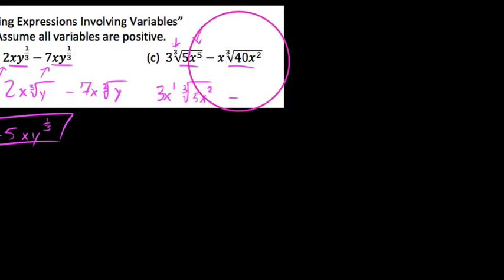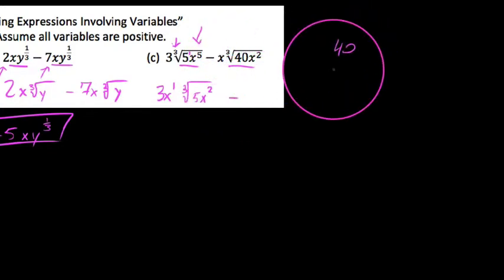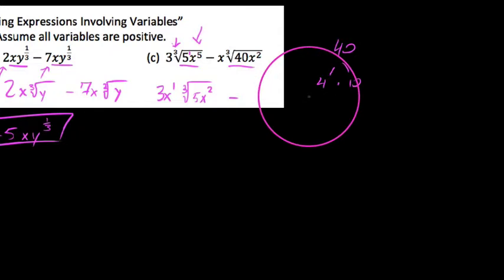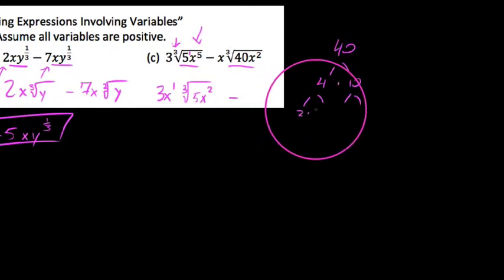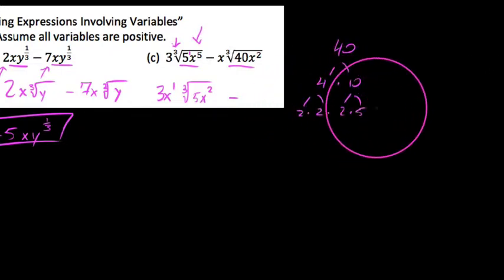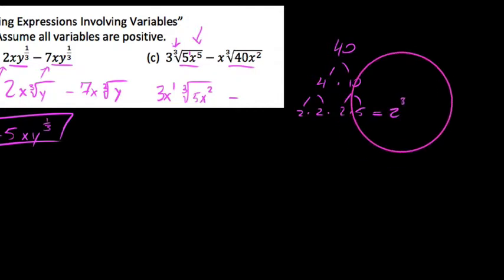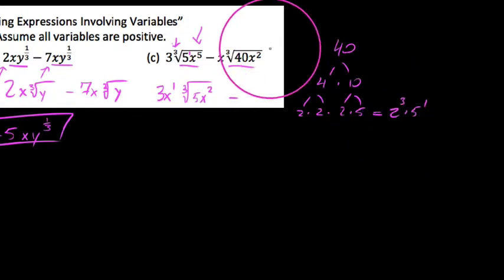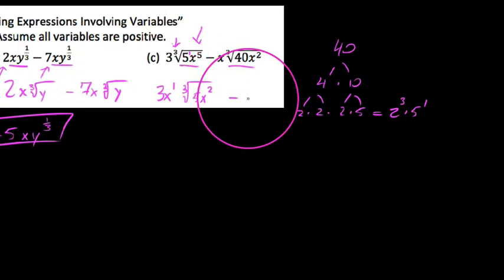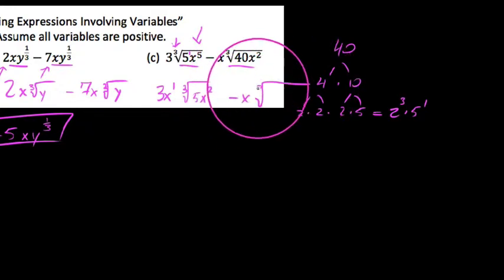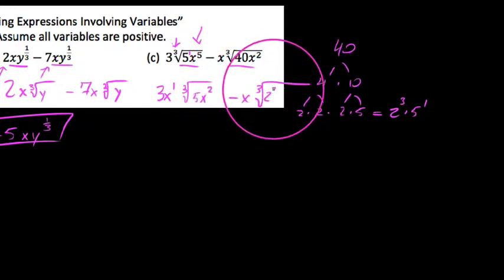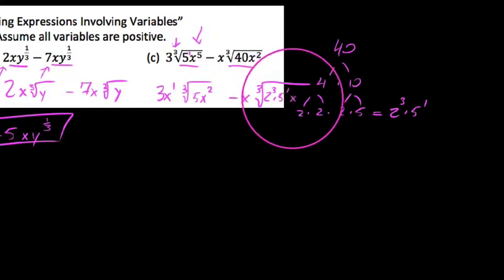Now we're subtracting off. Looking at this, we say 40. Now what do I know about 40? It's 4 times 10, which is 2 times 2 times 2 times 5, which its prime factorization is 2 cubed times 5 to the first. So if I were to simplify this expression here, I'll go ahead and write this out. We say cube root of 2 cubed times 5 to the first times x squared.